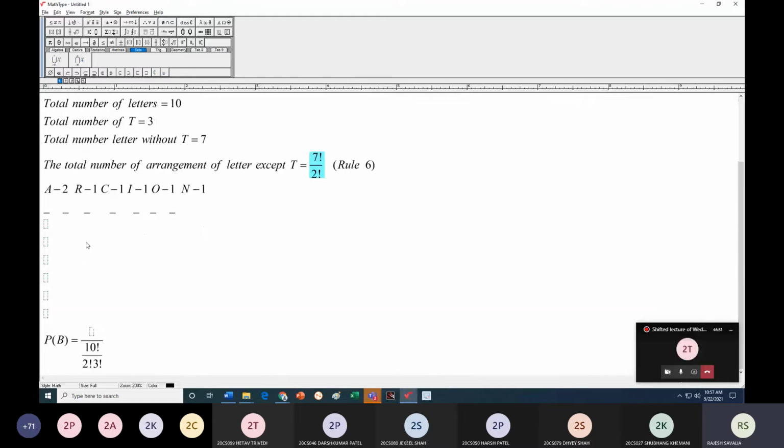So first is this. We have to find out the total number of arrangements of the letters except T. There are 7 letters: first letter, second letter, third letter, fourth letter, fifth letter, sixth letter and seventh letter. They are denoted by this line.